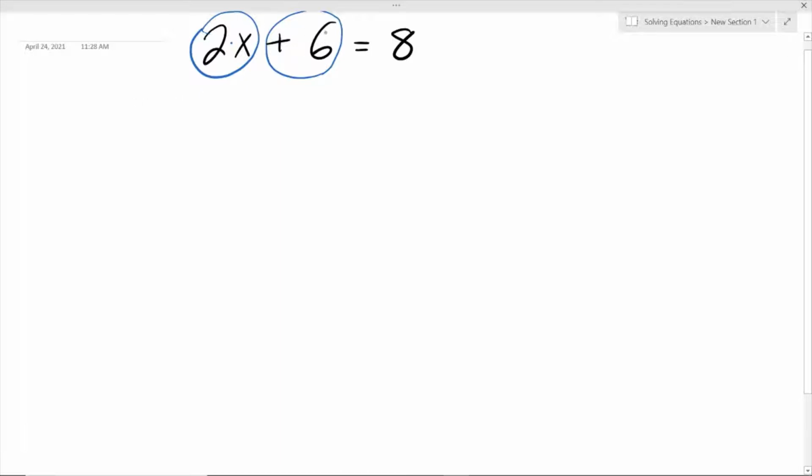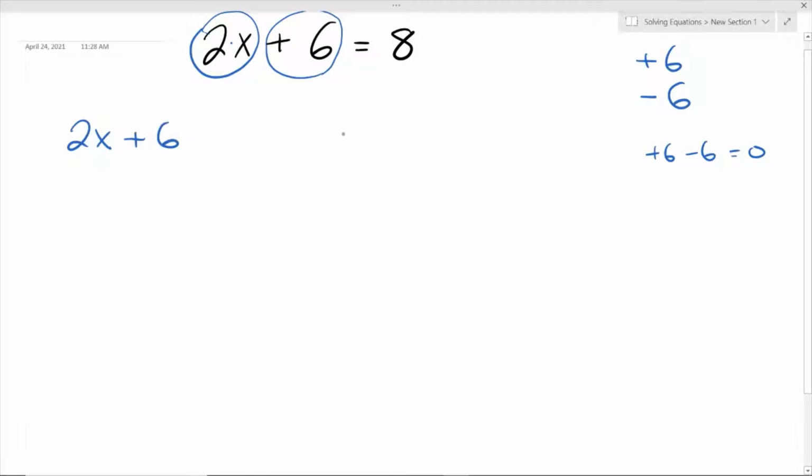To get rid of this plus 6, we have to apply the opposite operation. We have to recognize this is positive 6, and the opposite of positive 6 is negative 6. That's because if we have positive 6 and negative 6 and we combine them together, we get 0. So I am going to apply the opposite.